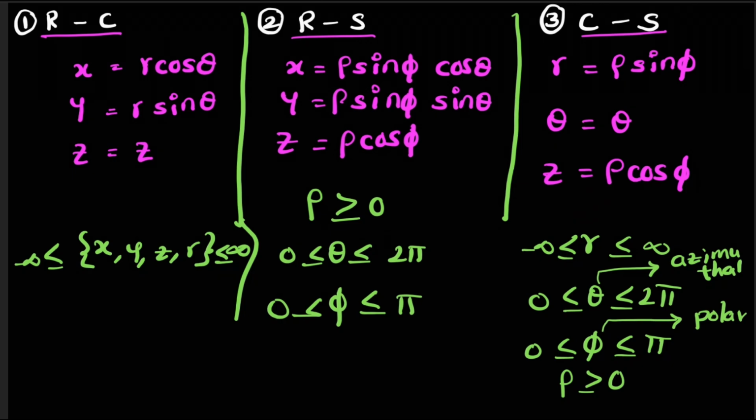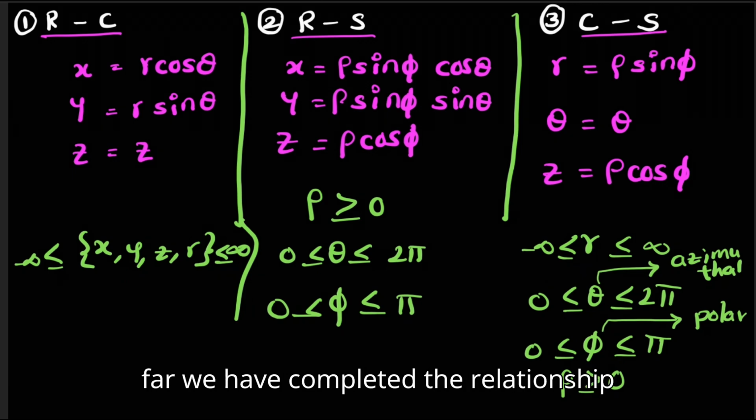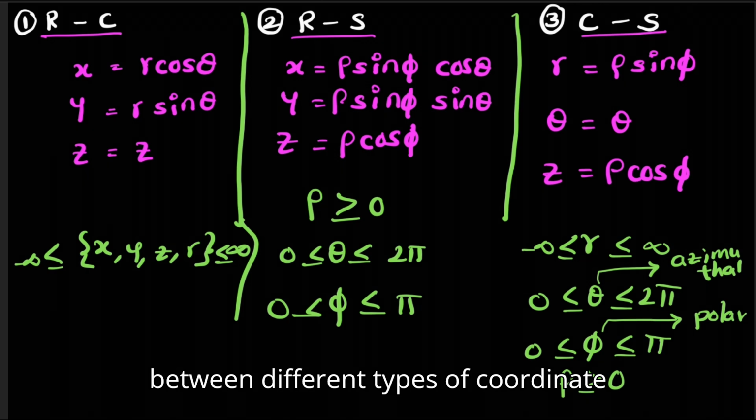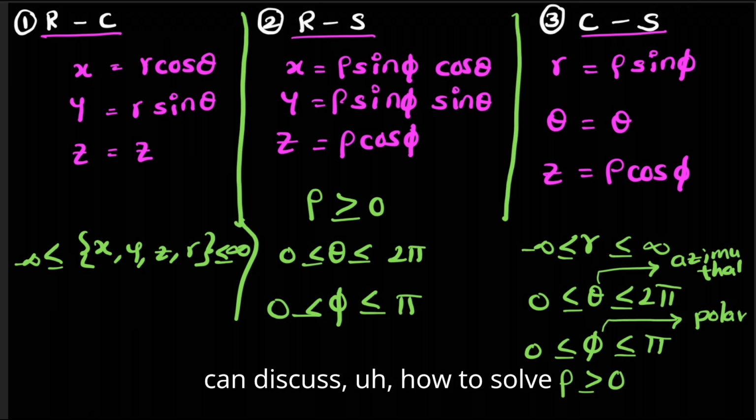So that's all for this session. So far we have completed the relationships between different types of coordinate systems, and in the next session we will discuss how to solve different types of problems related to the concepts that we have discussed so far.